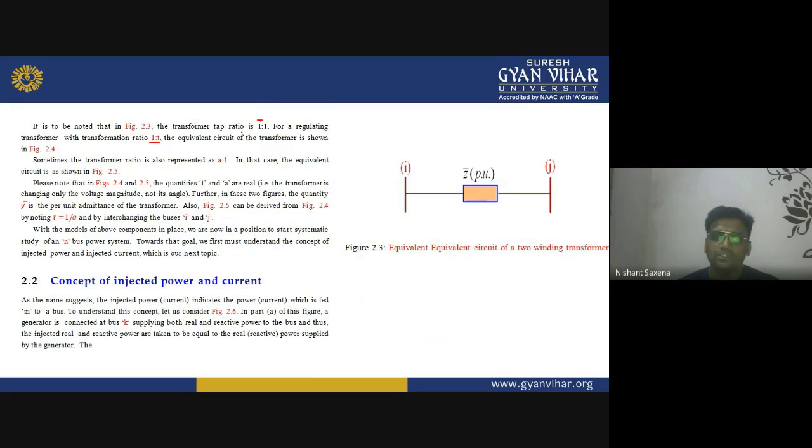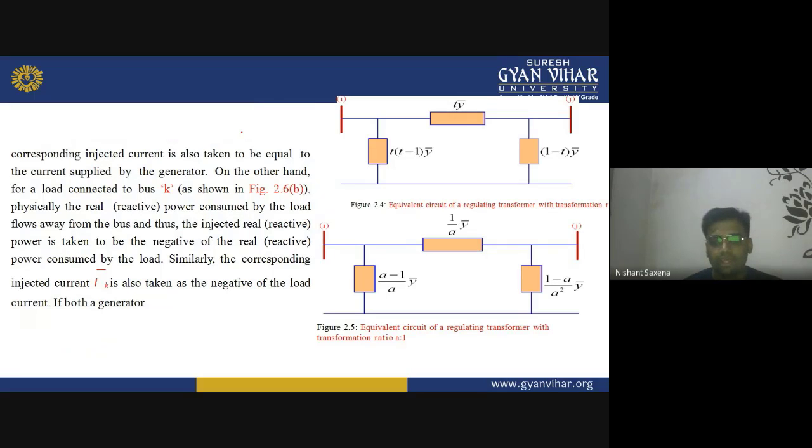It has to be noted that sometimes the transformer ratio is also represented as A is to 1. In that case, the equivalent circuit is as shown in figure 2.5. Look over here. If the transformation ratio is 1 is to A, then the equivalent circuit is the same, with T replaced by 1 upon A.